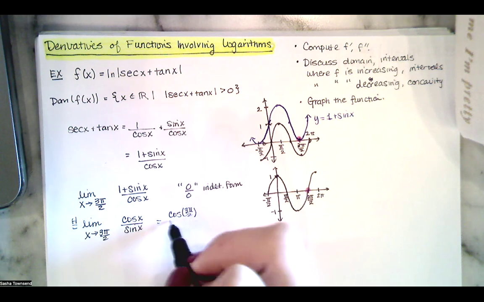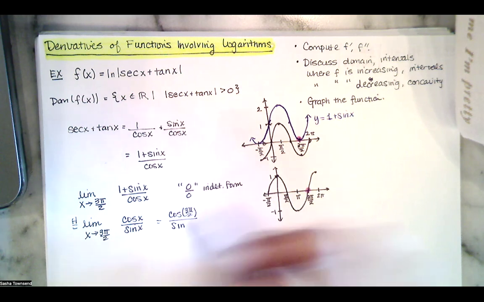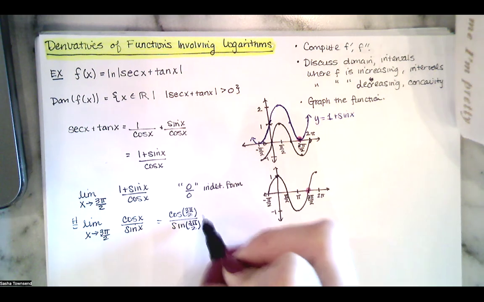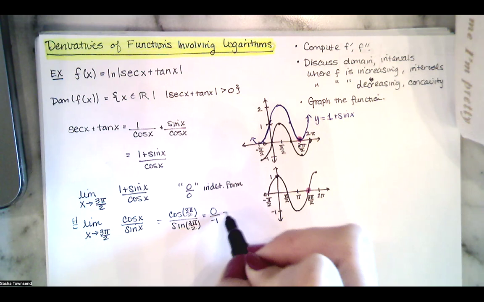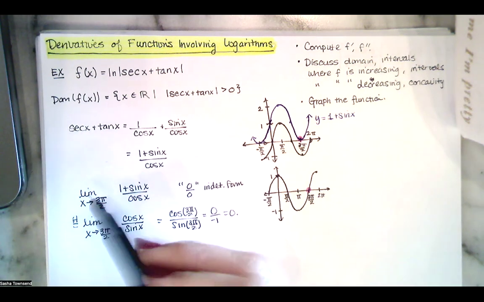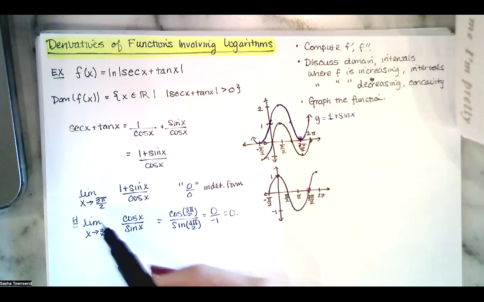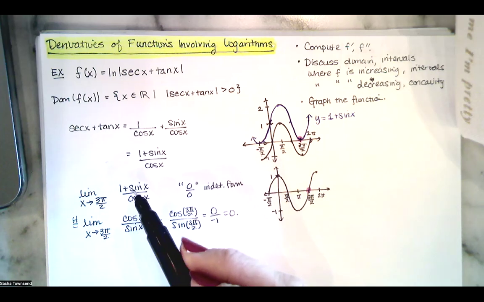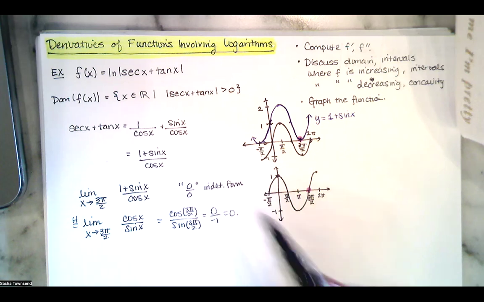Cosine of 3 pi over 2 is 0. Sine of 3 pi over 2, we know to be negative 1. So we just get 0 divided by negative 1, which is 0. So the limiting value of this function as x approaches 3 pi over 2 is 0. But the function itself is actually undefined there because we've got a 0 over 0 indeterminate form.